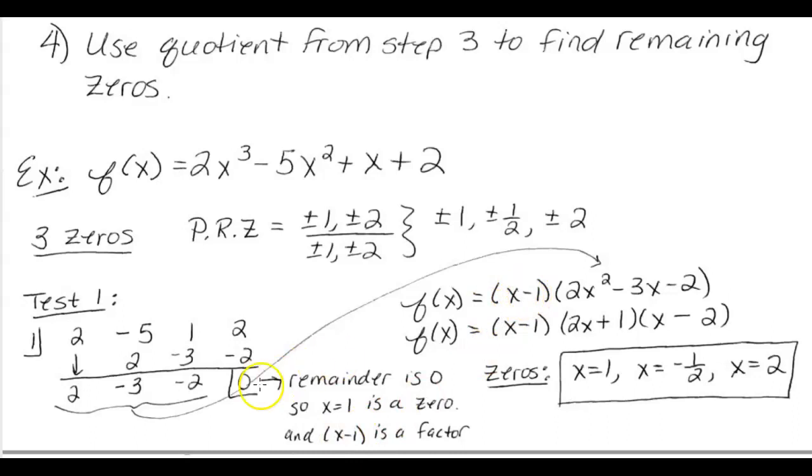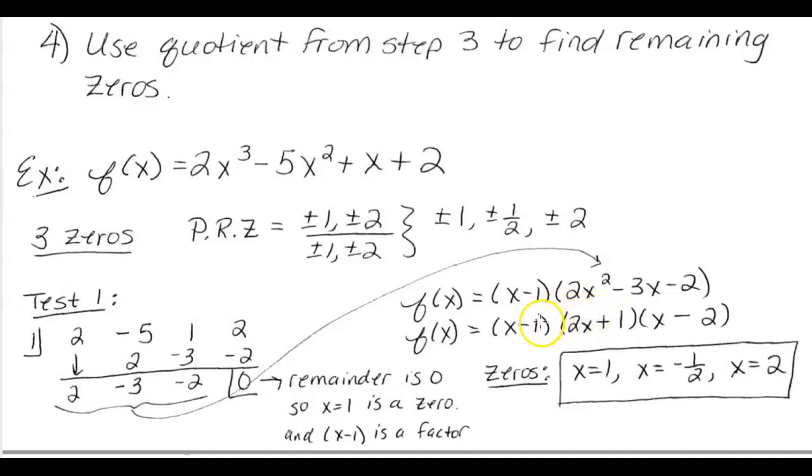If I know x equals 1 is a 0, that means x minus 1 is a factor. And then these numbers represent the quotient 2x to the second minus 3x minus 2. Once I get to this quadratic, I should be able to solve. This one is factorable. It factors into 2x plus 1 and x minus 2. If it was not factorable, you could still solve it by using the quadratic formula.